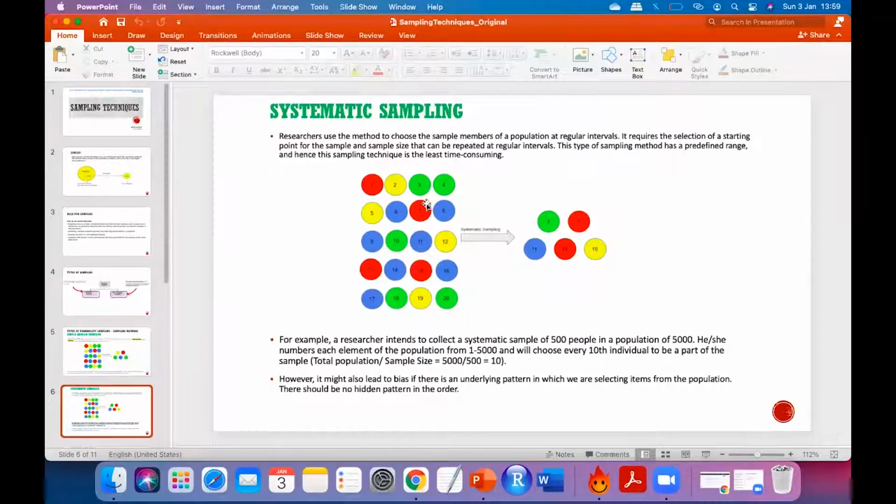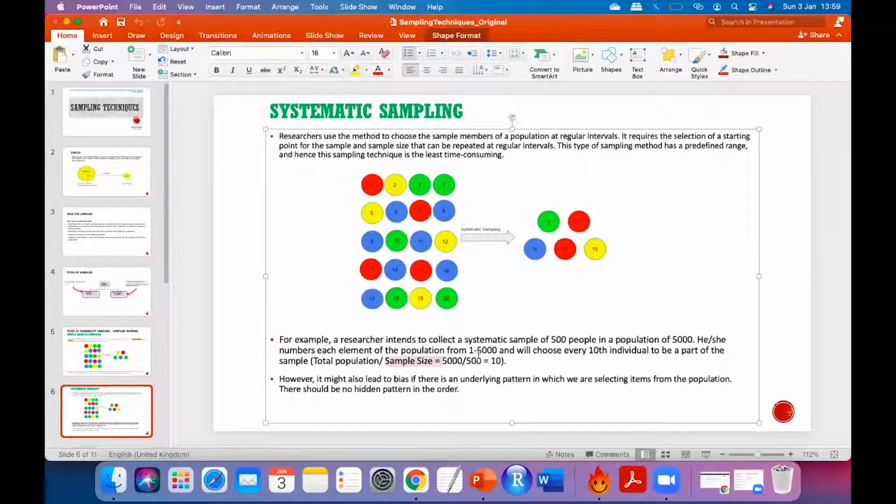And the regular interval, got it, guys? Those are also predefined. Let's say, how will you find out the interval? Total population upon sample size. So let's say here I gave an example of 20. And how many balls did I want? 5. So 20 upon 5, so every fourth ball, right?